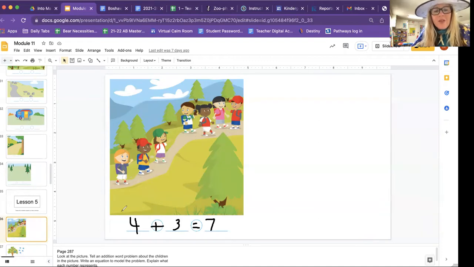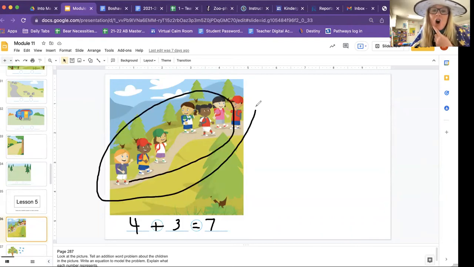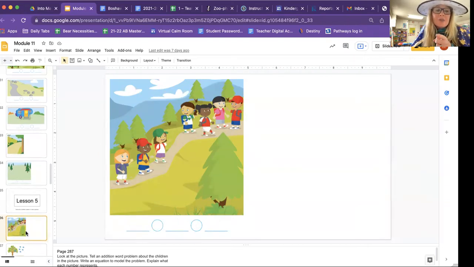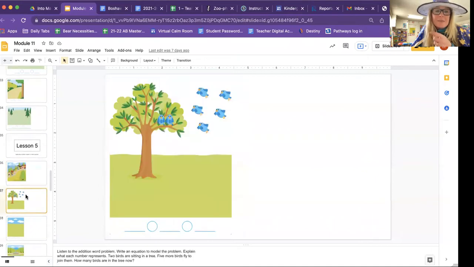Well, this number 4 represents how many children there were to start our first group. This represents one of the groups. Plus, how many did we add to the hike? How many joined them? That's what this number represents. It represents this group. And this is our answer. And it represents how many we have all together. That's what those numbers represent. Okay, so you're going to have to explain what some of these numbers represent.